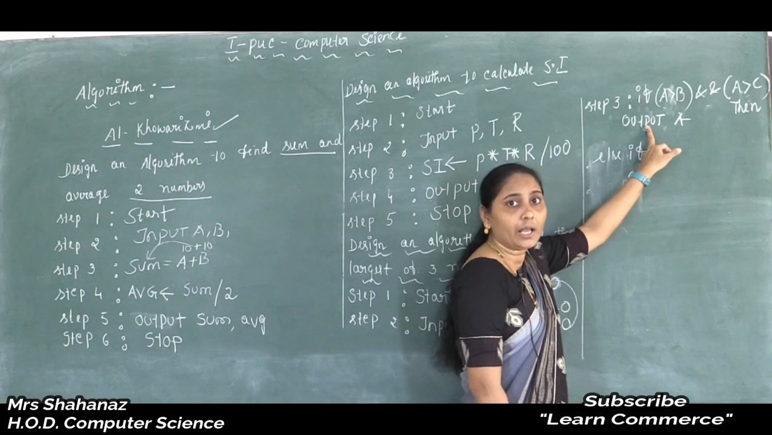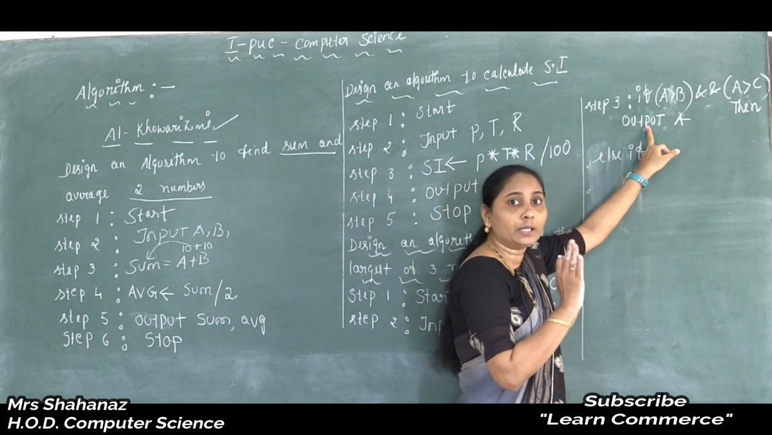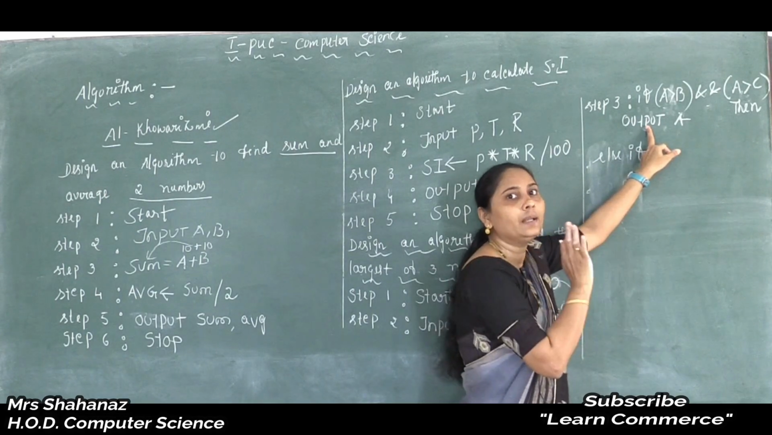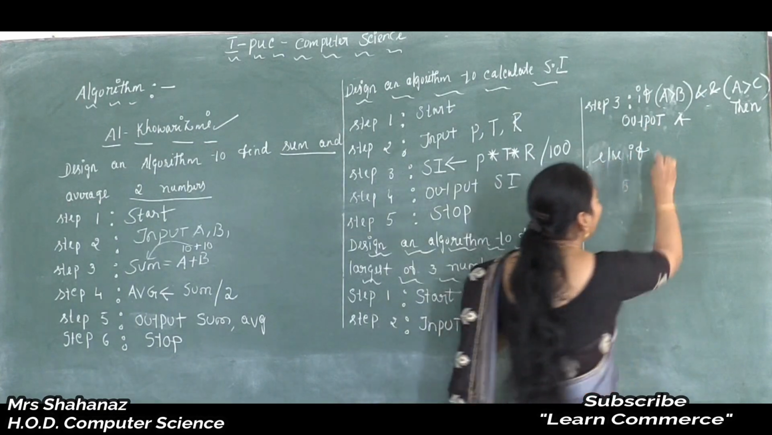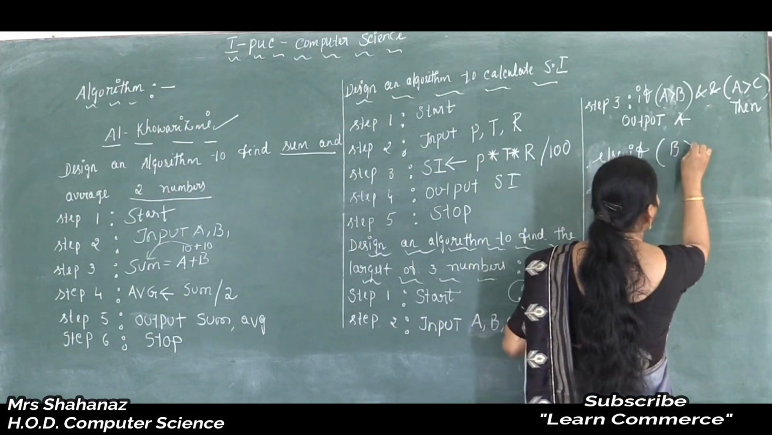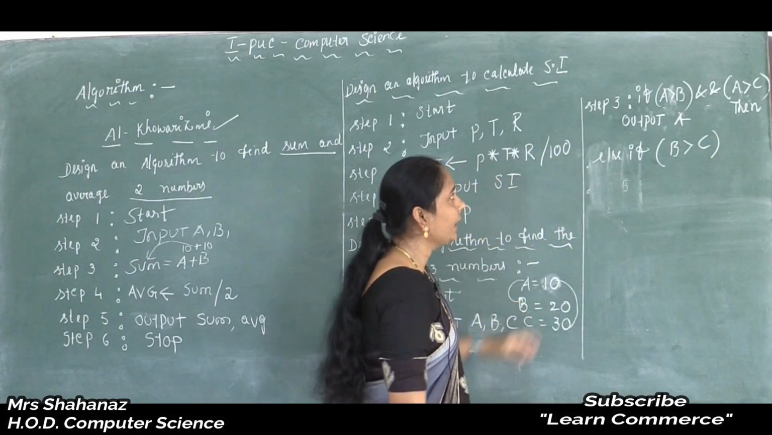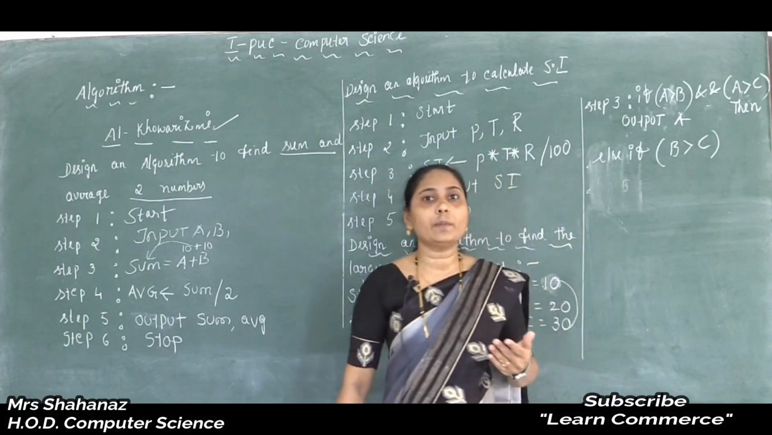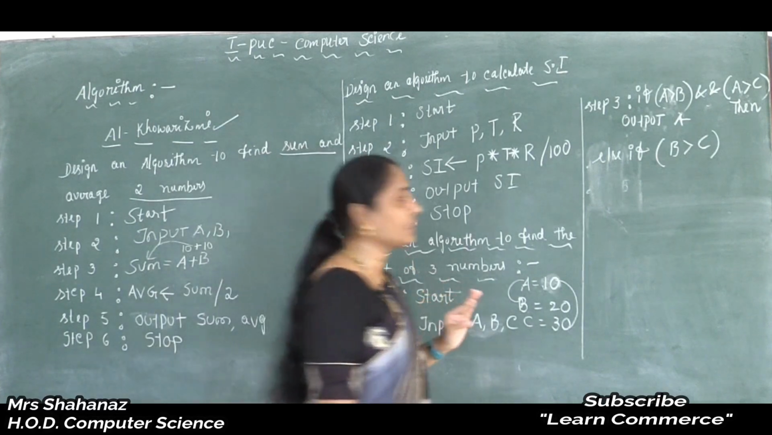Clear this point here? Whether it becomes greater depends on the value of the variable here. If it is greater, then the output is A. Clear this point here? Otherwise we need to check some other condition. Clear? If the A value is not greater, then we know that some other 2 values are there. We need to check those variables.